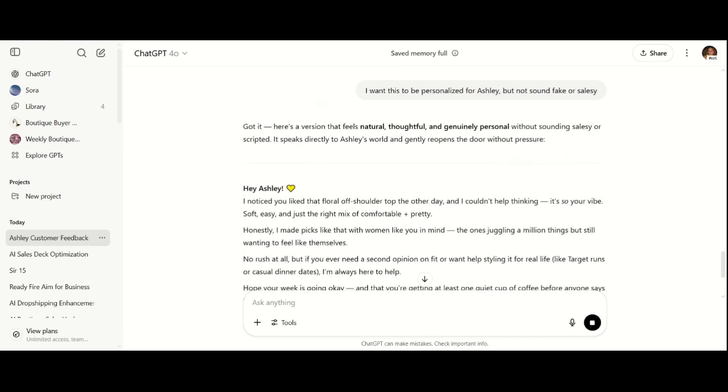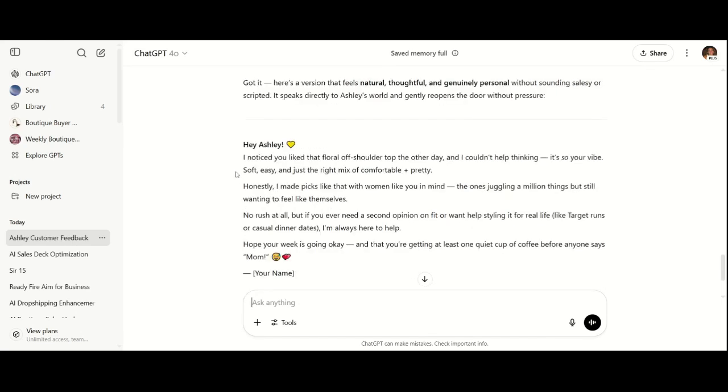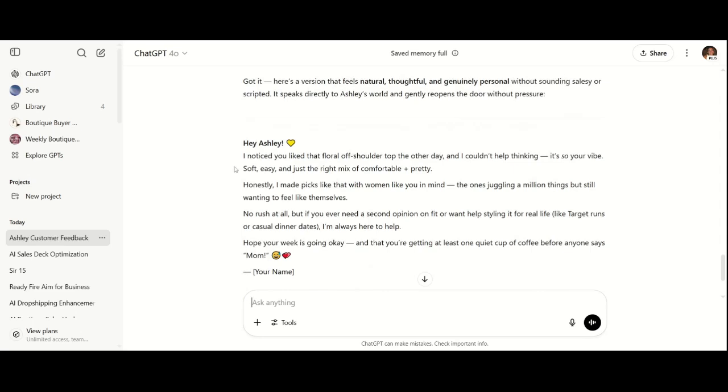Okay, got it. Here's a version that's natural, thoughtful, and genuinely personal without sounding salesy or scripted. Hey Ashley, I noticed that you liked the floral off-shoulder top the other day. Couldn't help thinking it's so your vibe. Soft, easy, just the right mix of comfortable and pretty. Honestly, I made pieces like that with women like you in mind, the ones juggling a million things but still wanting to feel like themselves. No rush at all, but if you ever need a second opinion on fit or want help styling it for real life, I'm always here to help. Hope your week's going okay.